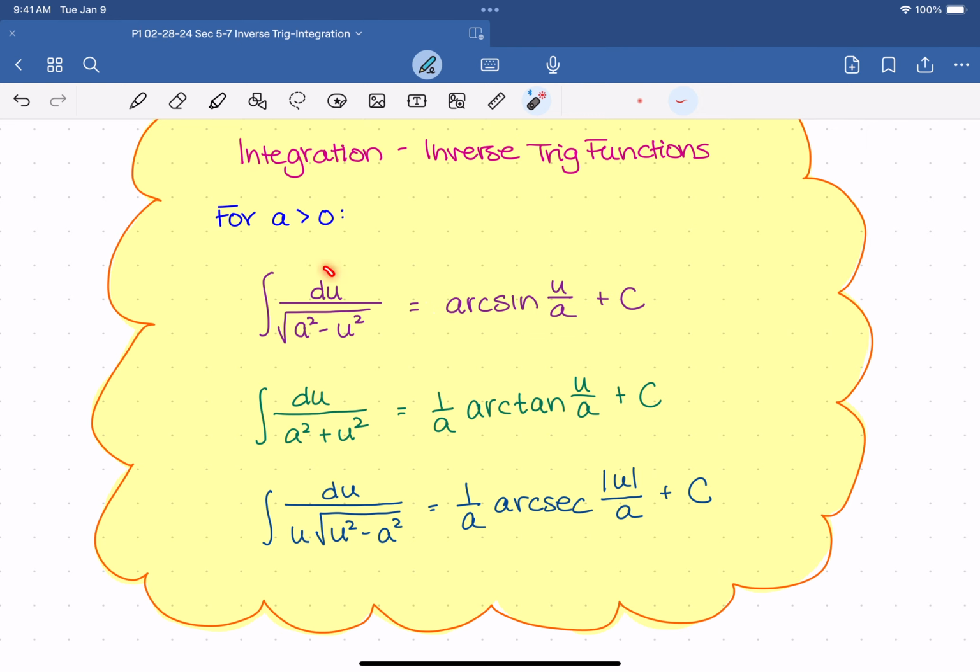Also make sure, notice that each numerator is du. You need whatever you decide is u, the derivative must be on top. So keep all that in mind.